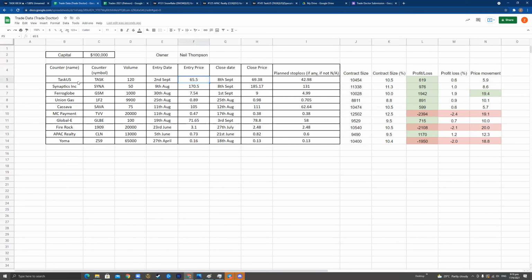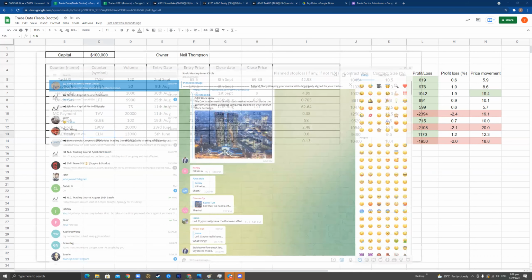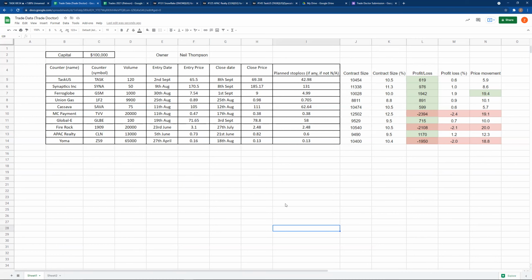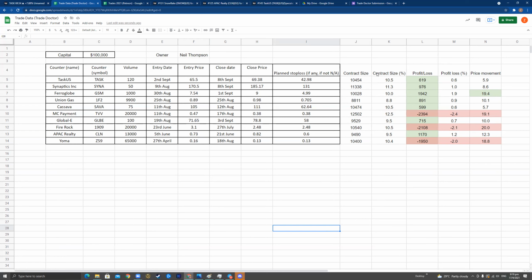So you can see that there is a US counter, a Hong Kong counter, and a Singapore counter. So we have a good mixture here. But of course, in order to compare between all the 10 counters, we need to have a single currency. So I have converted everything to Singapore dollar.